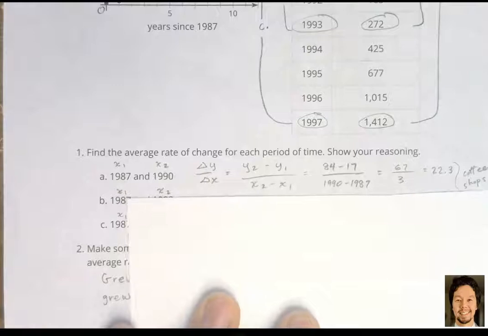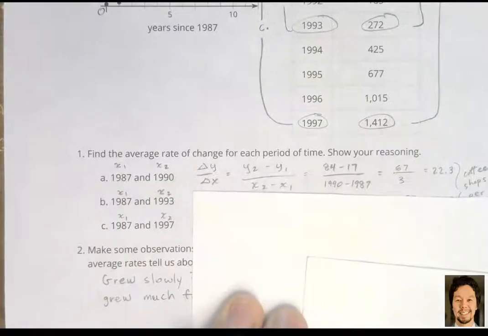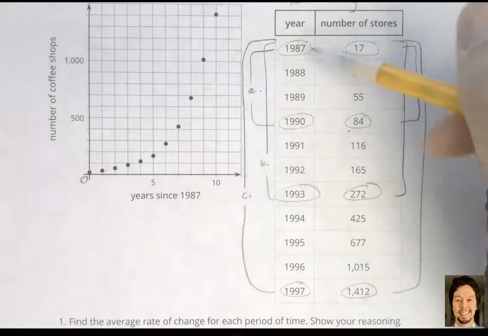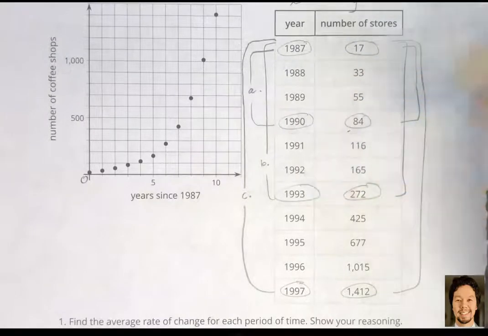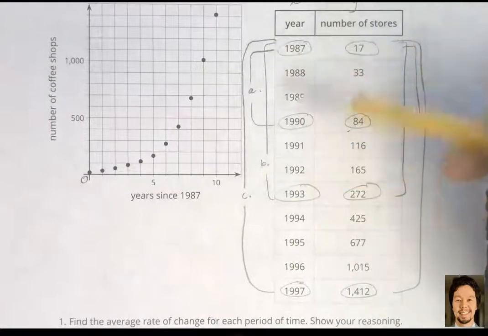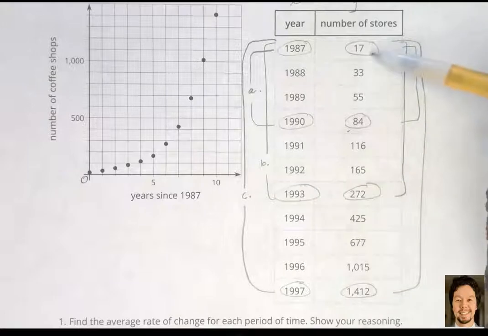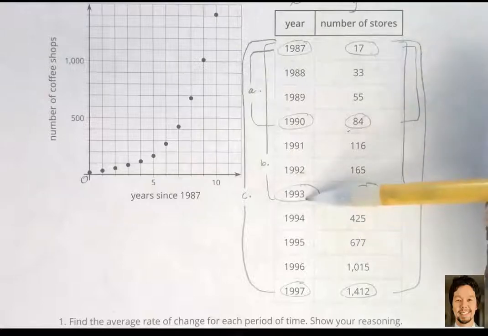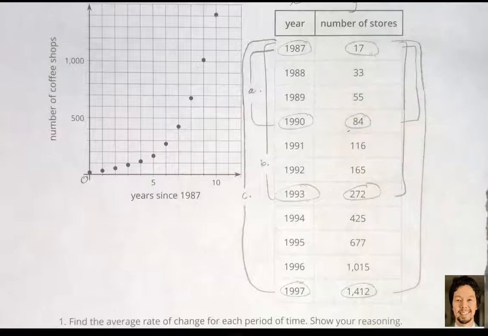Take a look at letter B. Here we have 1987 to 1993. So we're going to look at a larger interval, right? Now it's a span of 6 years. We're going to use the same formula, and now I've just connected 1987 to 1993, and the 17 coffee shops we started off with is now a lot more, 272. So I know that 272 is going to be my Y2, 17 is Y1, 1993 is X2, 1987 is X1.